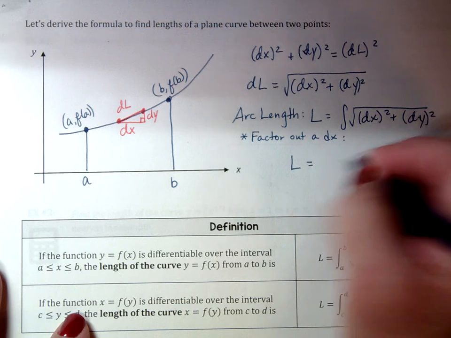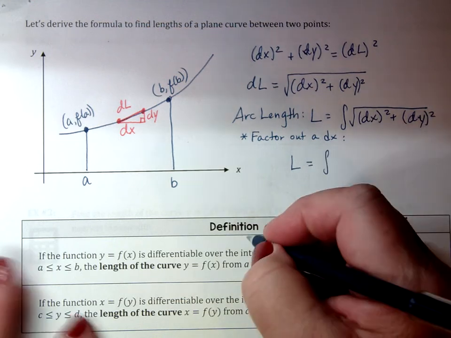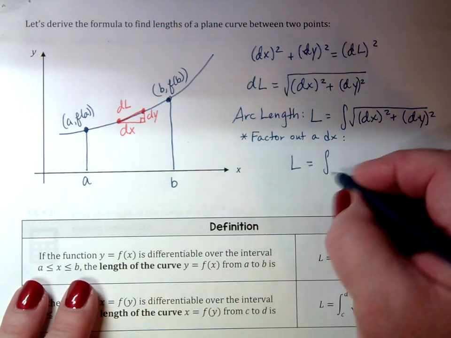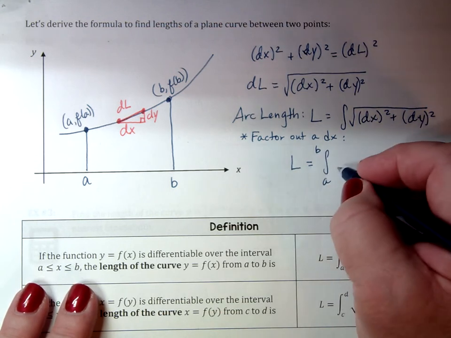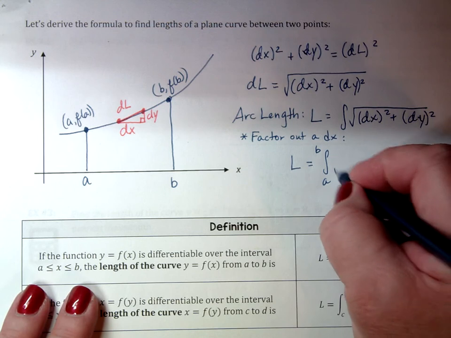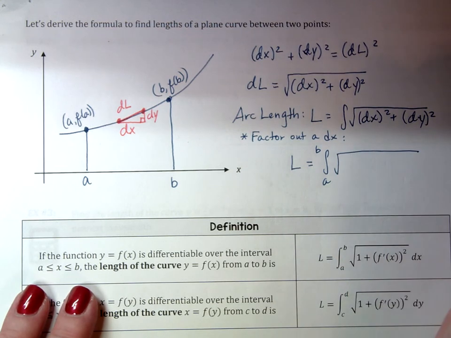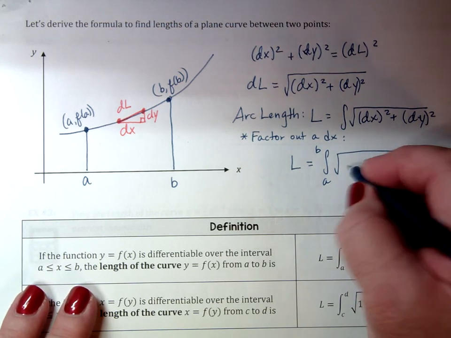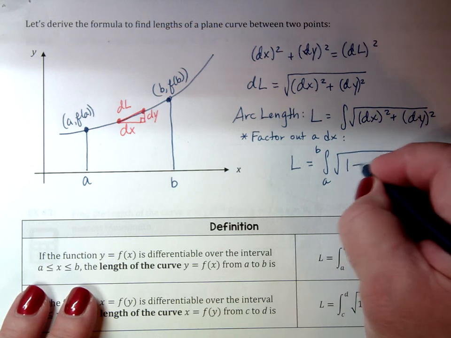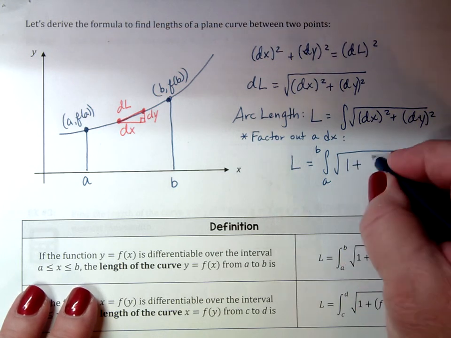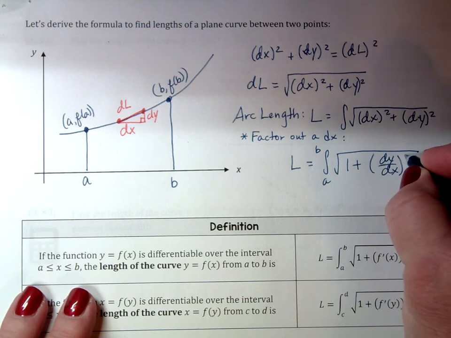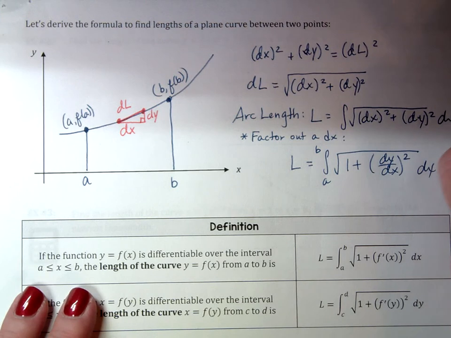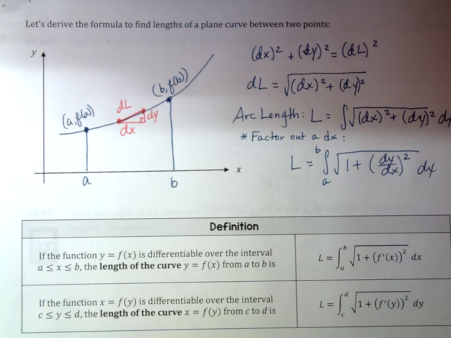L equals, I've got the integral. Now where's your integral going? Your integral is going from a to b. They're your bounds. And if I factor out a dx, now I'm going to show you what it is, and then I'll tell you why it is in a second here. It's going to be the square root of 1 plus dy over dx squared with respect to x. Anytime you take the integral, it's with respect to x there.